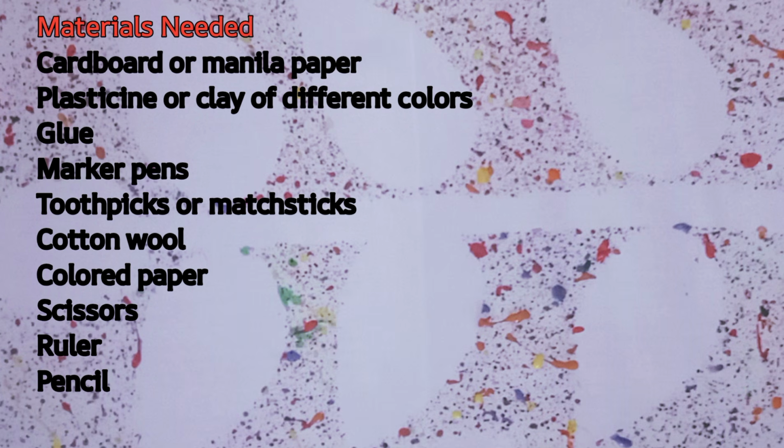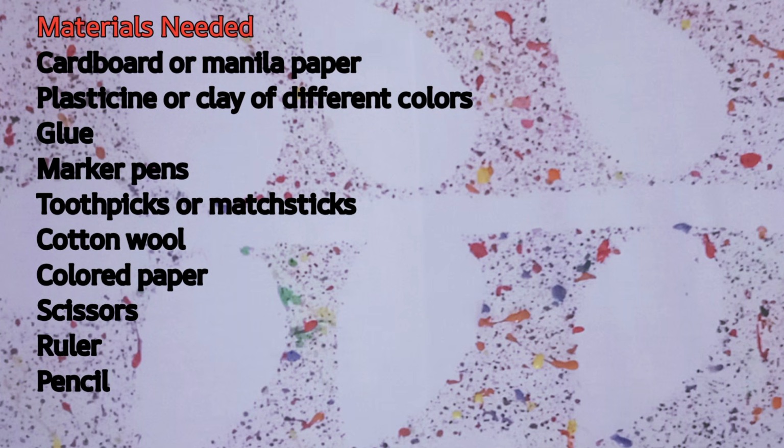So let's go to the materials that the learners will be collecting as they prepare for this task. The first one is a cardboard or a manila paper. Then they also need plasticine or modeling clay of different colors. They need board glue, marker pens, toothpicks or matchsticks, cotton wool. They will also need colored paper, scissors, a ruler, and a pencil.